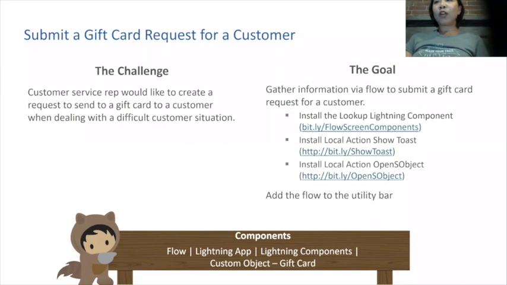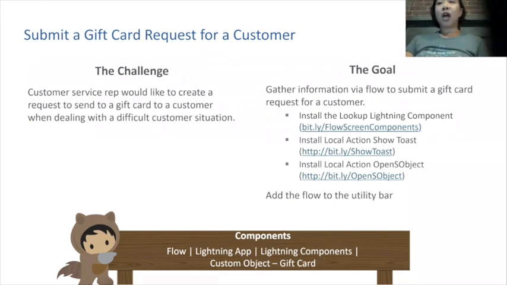With that, we are going to install 3 Lightning components for use. We're going to install a Lookup Lightning component. For those of you who've worked in Flow Screens, you know that Flow Screens do not have the capability of doing any type of lookup. All these components, again, are downloaded from the lightningflow.net website.